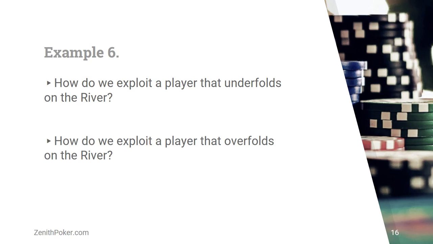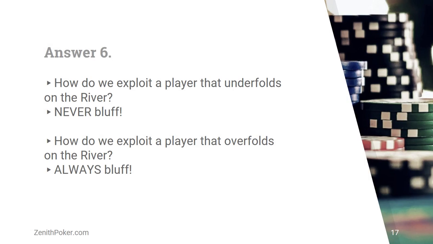So how do you exploit a player that underfolds the river? How do you exploit a player that overfolds on the river? We never bluff. Yeah, so if they underfold, you never bluff, and if they overfold, we can always bluff. Very good.